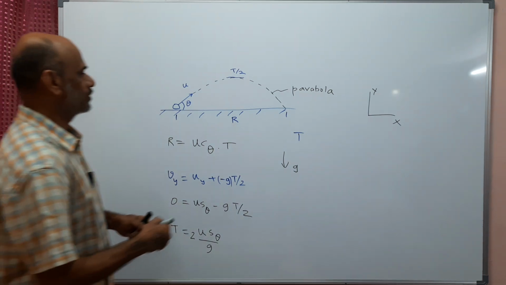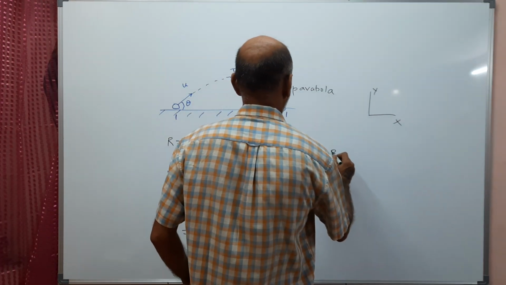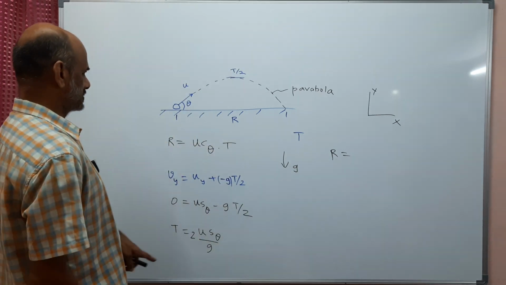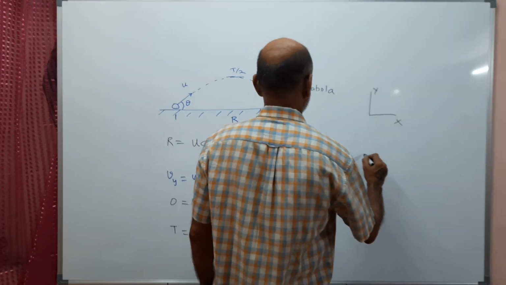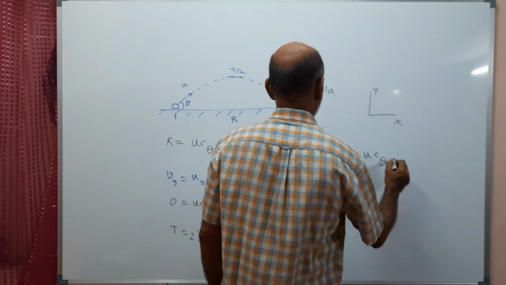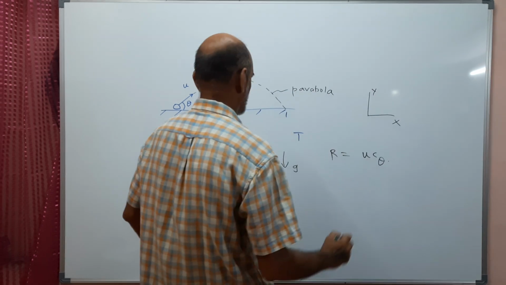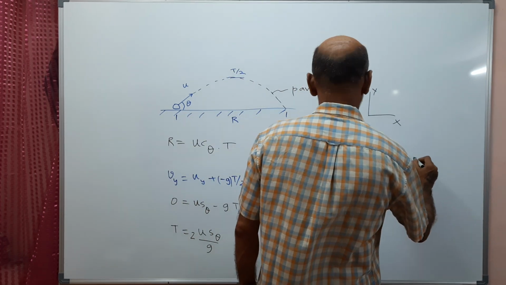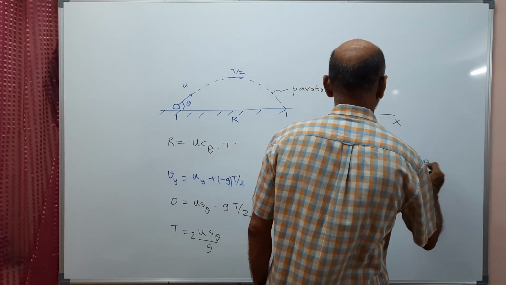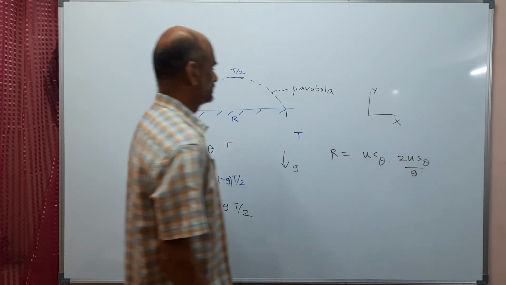So now the range will come out to be u cos theta into 2 u sine theta by g.